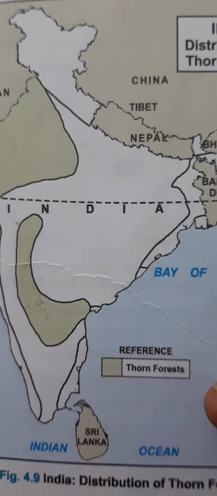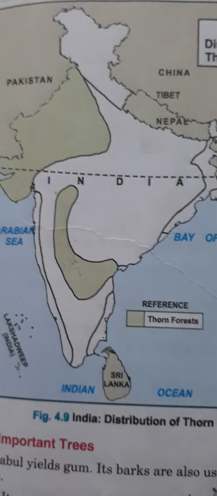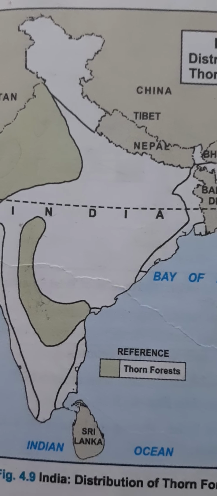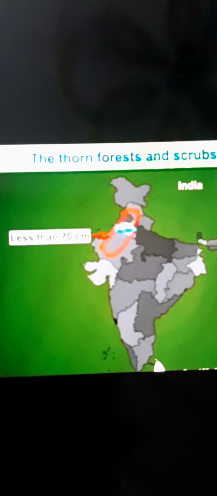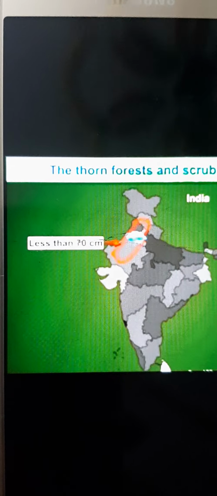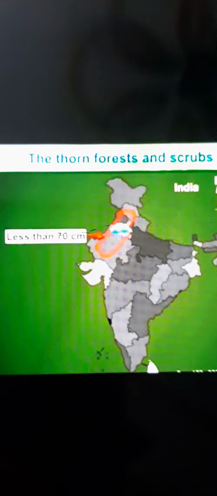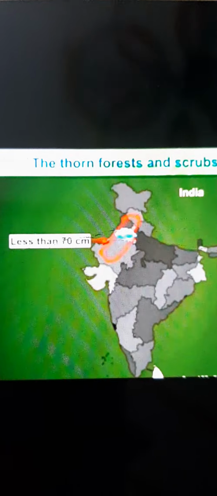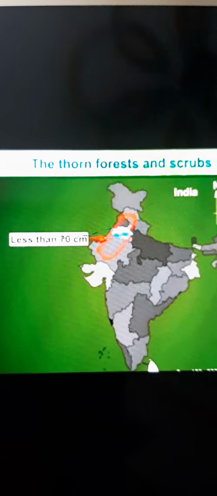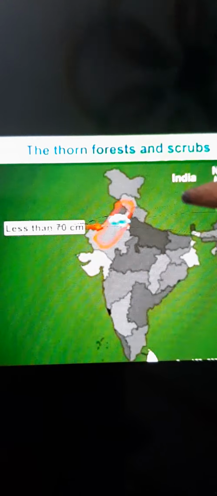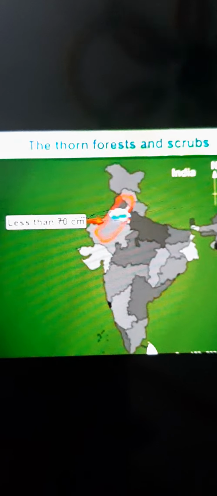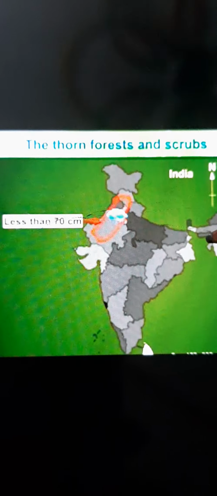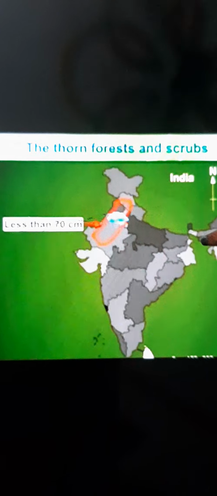So overall we can say that such type of trees are mainly found in this part, in thorn and scrub forest, which can survive in such dry conditions. All those trees which can survive in arid or semi-arid conditions, with very less rainfall and very high temperature, those trees which have different characteristics and can adjust to such climatic conditions, only those types of trees are found there. They all come together in a category of which type of vegetation?